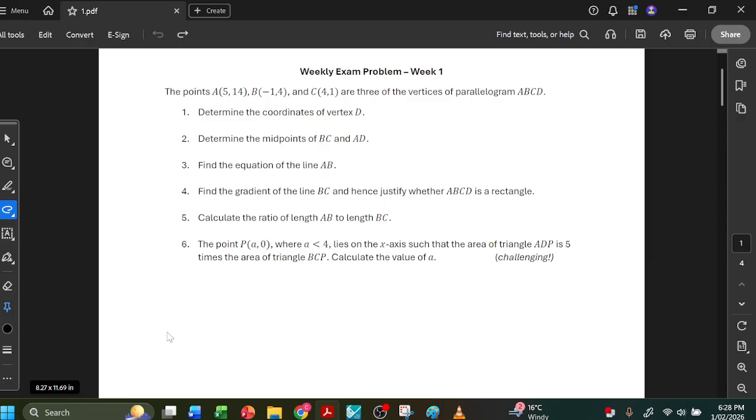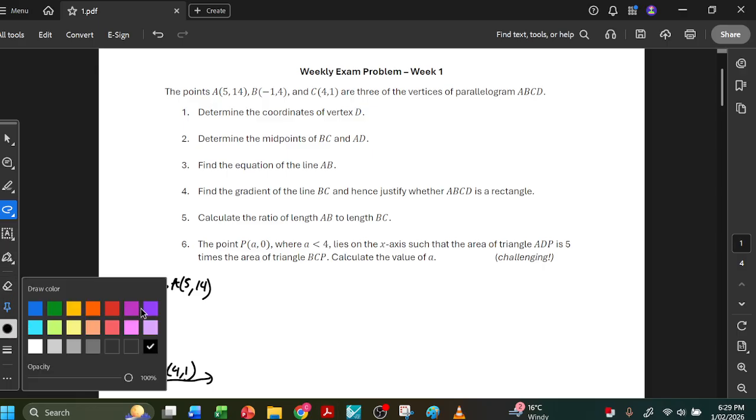So first up, we are trying to solve a question that involves a parallelogram. Whenever you're given a question like this, it really helps to draw a picture of the situation. We've been told that we have 4 points, A, B, C, and D. Let's try and put these down in a Cartesian plane. We have the point A, which is here. That's A, (5, 14). Somewhere over here in the negative quadrant, we have B, which is (-1, 4). And then we have C, which is over here. That is (4, 1), and we're trying to find the coordinate D.